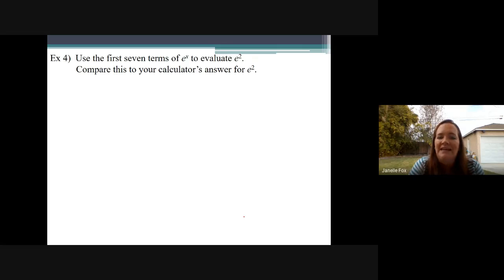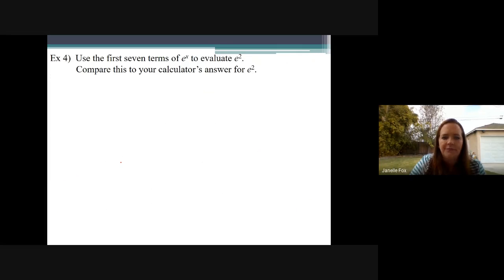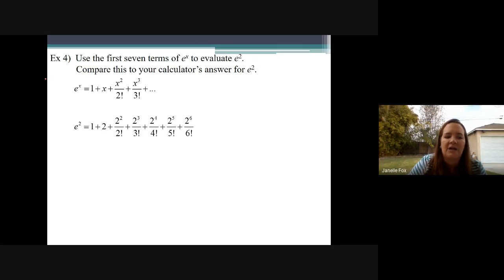It says use the first 7 terms of e to the x to calculate e squared and then compare it to your calculator's answer for e squared. Okay, so here's what we're going to do. The first 7 terms, if I go back to this slide right here, these are the terms for e. E goes up in powers, everything's positive, and the factorials on the bottom are just like regular factorials. So this is our power series, and we're going to write the first 7 terms. But every time we see an x, we're going to write a 2, because we're trying to find e squared.